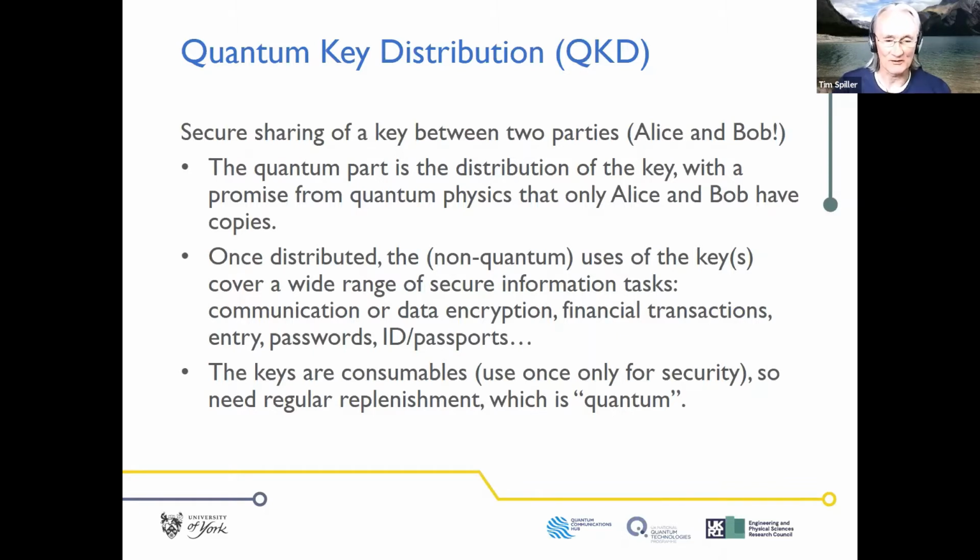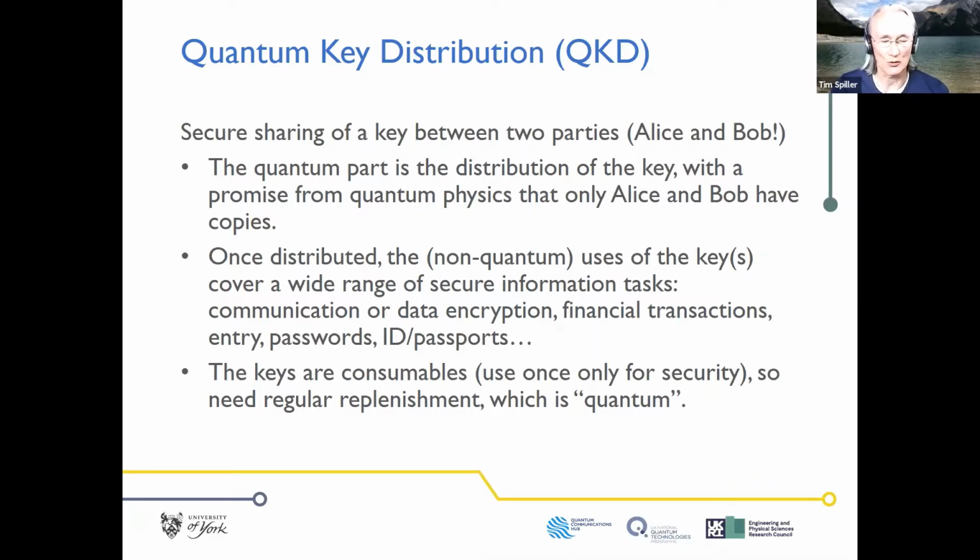There are in fact quite a number of different protocols that they can use in order to take the data that they have after they've done this transmission and measurement. They can take that data and from it distill a secure key, which is a string of random digits that only they know. The promise from quantum physics is that Alice and Bob are the only people who know this string of random digits. And if they have it, they can use it in various ways.